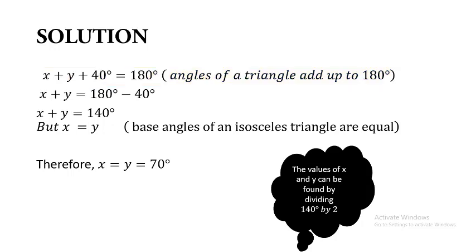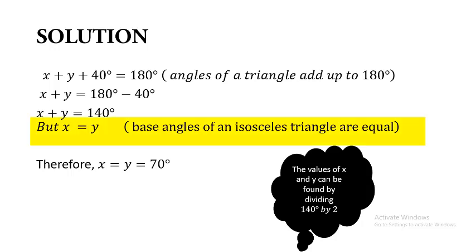So the next step, you are going to write x plus y is equal to 180 minus 40 degrees. Here we have moved 40 degrees from left hand side to right hand side. So when a positive number jumps the equal sign, it becomes negative. It means that here we are going to subtract 40 degrees from 180 degrees. So the next step, we have x plus y is equal to 140 degrees. Why? Because we have subtracted 40 degrees from 180 degrees. So the answer is 140 degrees.